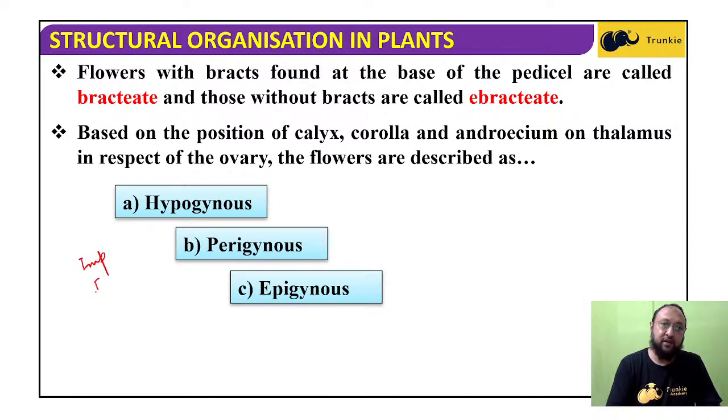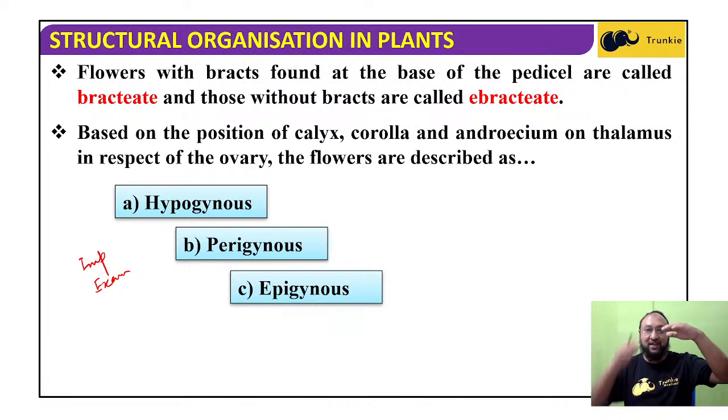Important for exam. Hypogynous, perigynous, epigynous: this is based on the position of the calyx, corolla, androecium, and gynoecium. So, is the calyx present below the ovary, in the line of the ovary, or above the ovary? Based on that, flowers are described as hypogynous, perigynous, or epigynous.